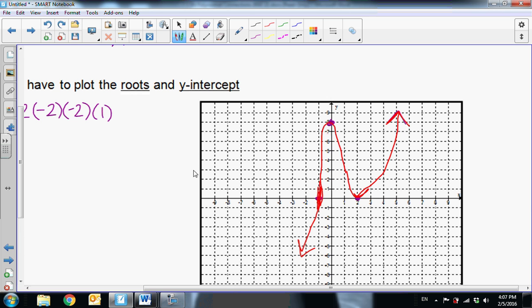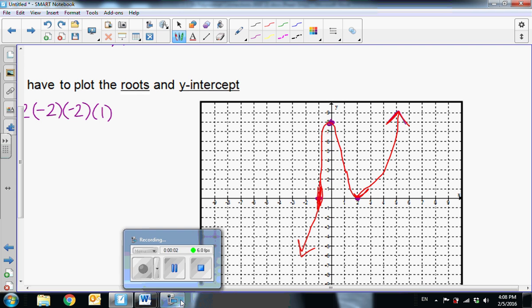What would the domain be? Yeah, all these graphs have domains of all real numbers, right? What would the range be? All real numbers, because you're going all the way up and all the way down.